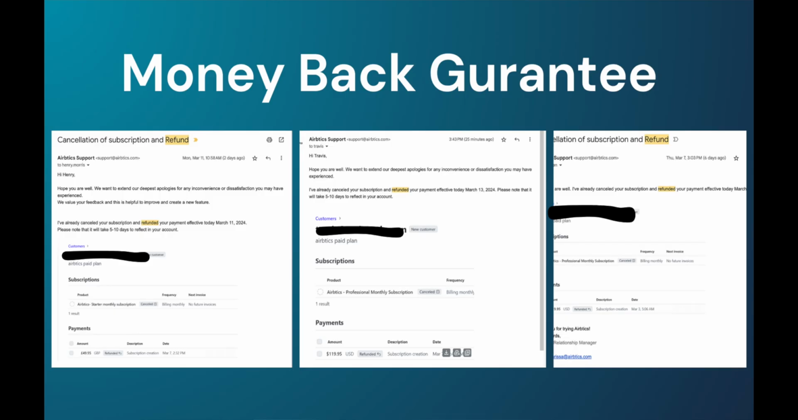Refund policy. So what if you don't like the software? What if it's buggy? What if it doesn't fulfill the promise that they've made? AllTheRooms and AirDNA don't offer a refund, but Airbtics offers a 14 day money-back guarantee.